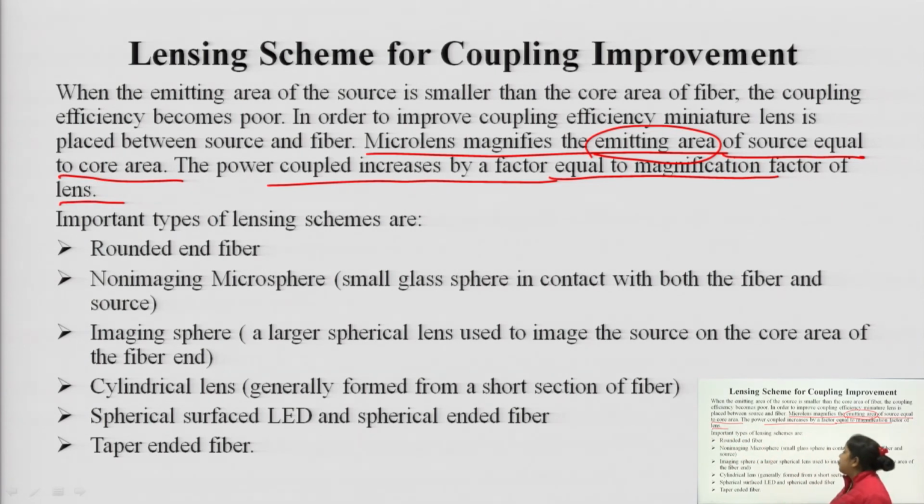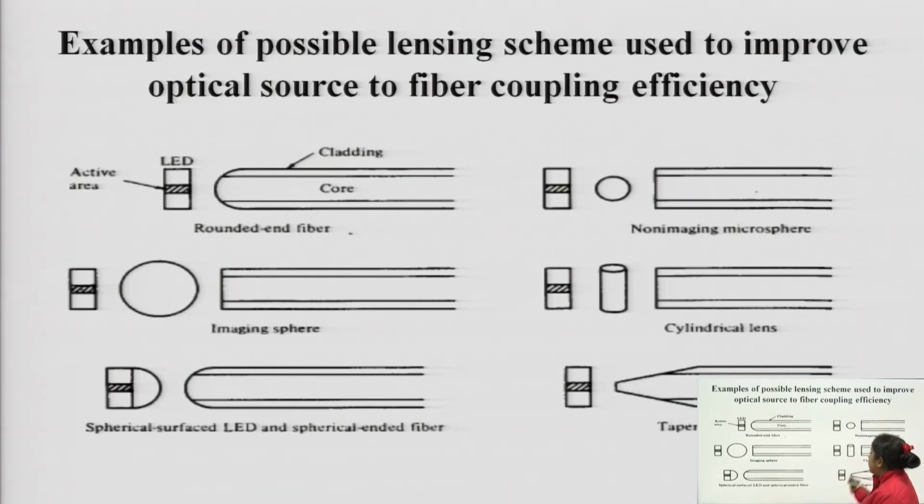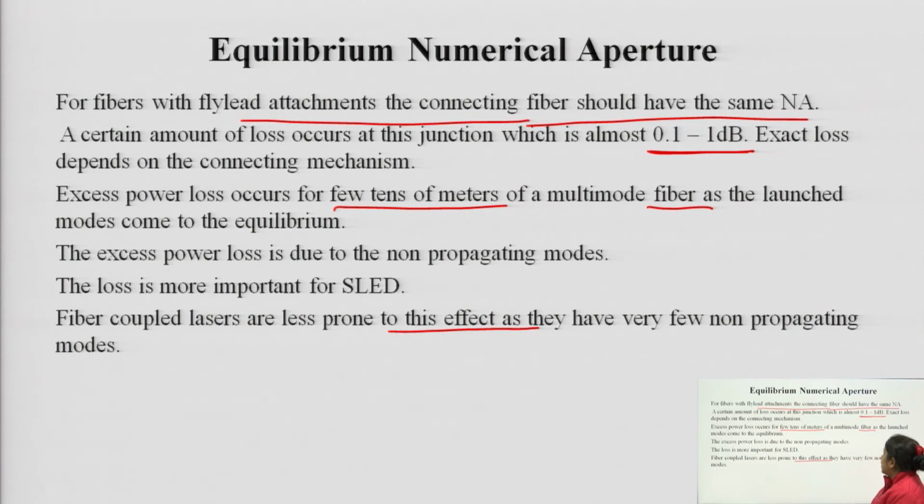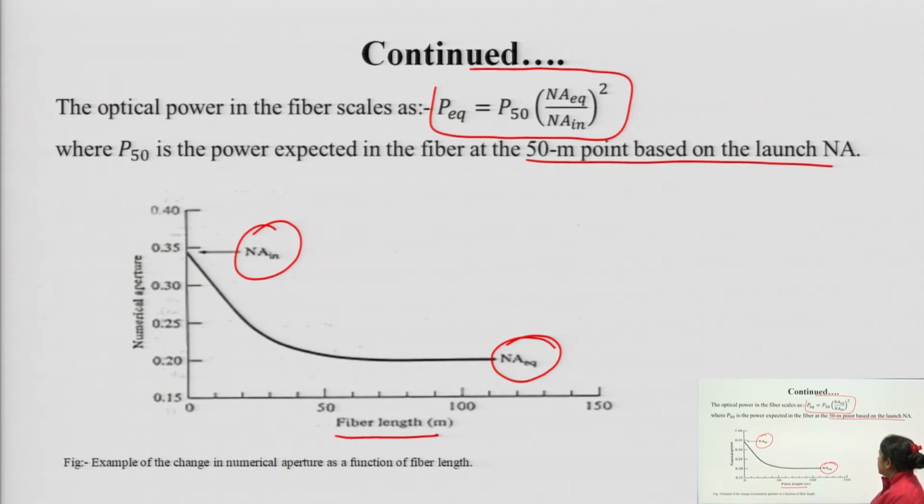There are various types of lensing schemes which are applied in optical communication. These are some of the figures of that. The problems were already discussed with you, because whenever we apply something to any system, it is always related with some problems also. So the lensing scheme also leads to some types of problems in some cases, and the equilibrium numerical aperture was already discussed with you.